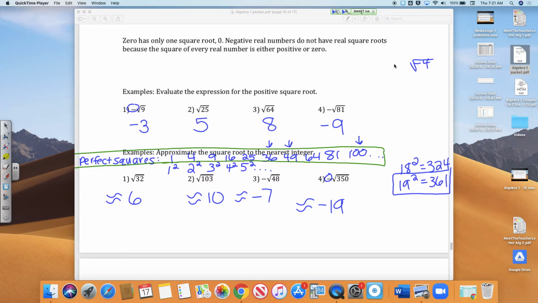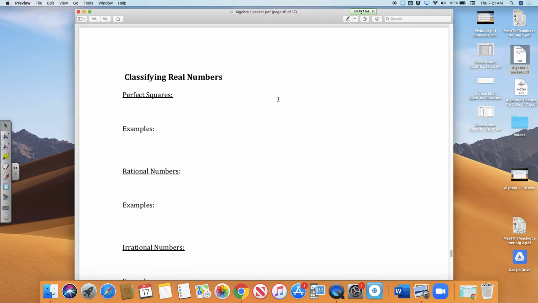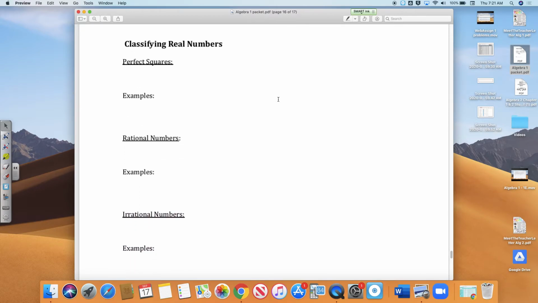Okay. If we flip this over, the next part of this lesson is classifying real numbers. So let me erase this, and scroll down. Okay, so perfect squares we actually already went over, but we can list these again.